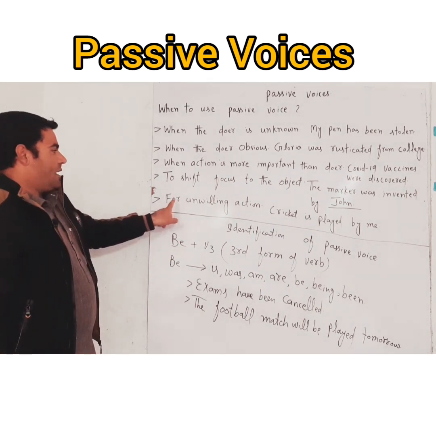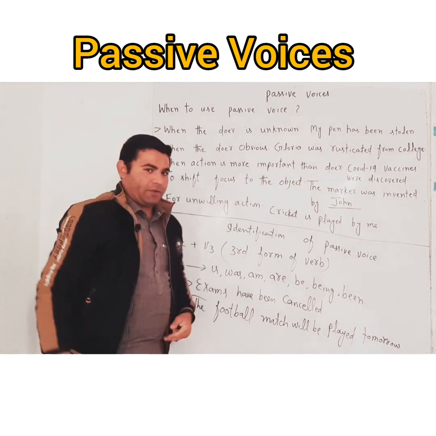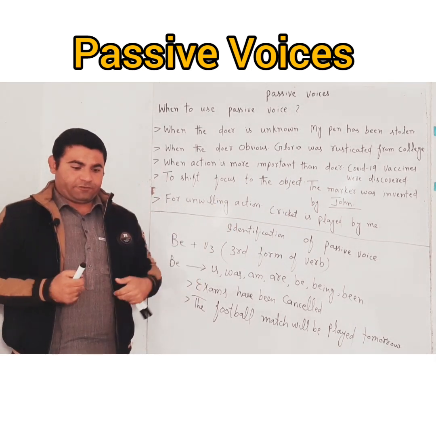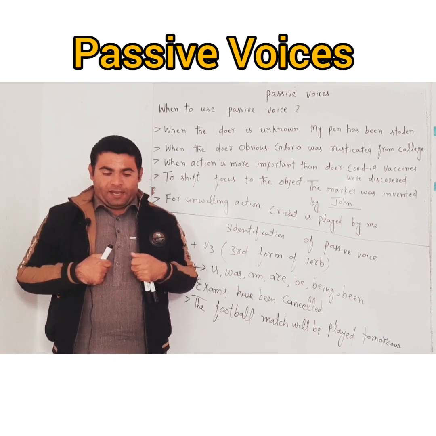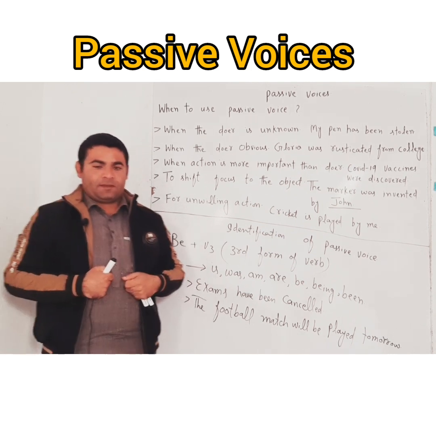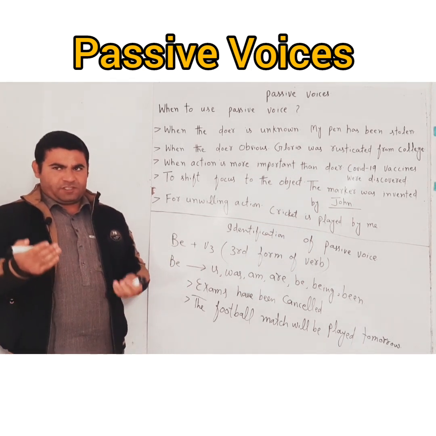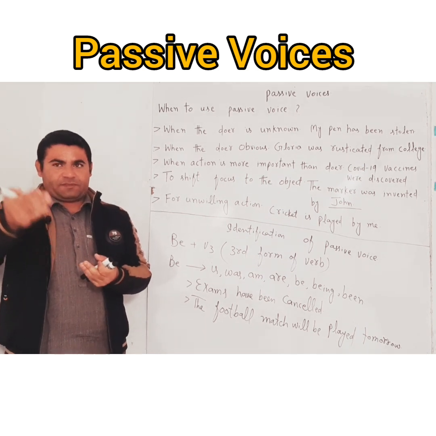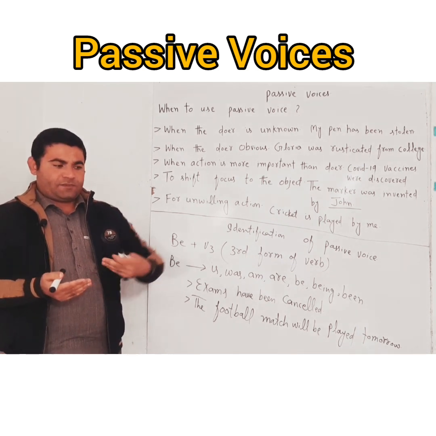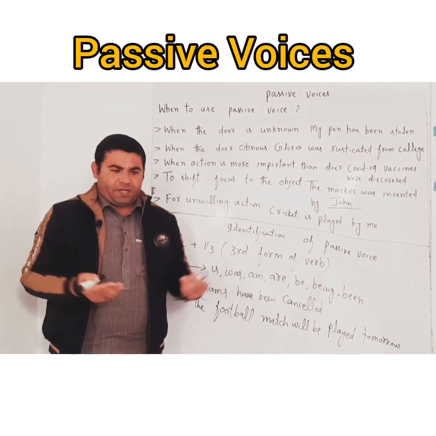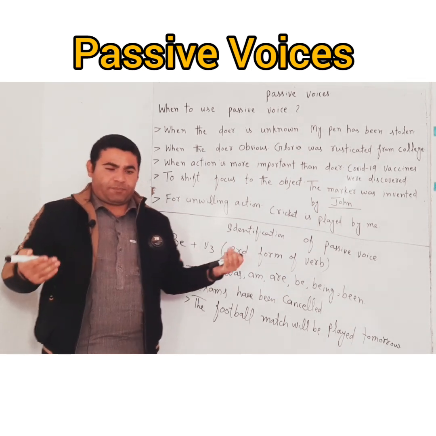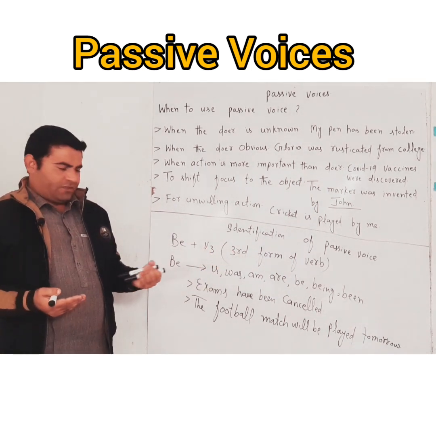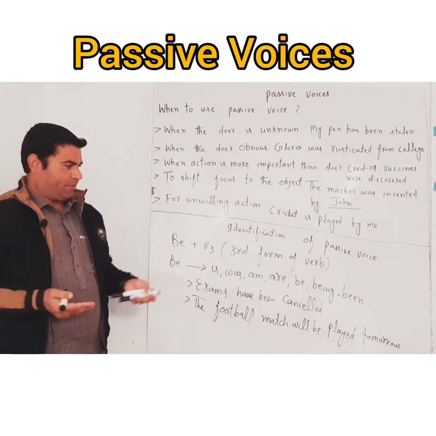Then for unwilling action. Unwilling means I don't want to do something. For example, I have run 12 kilometers today, and someone comes. Most of the time my students ask me to play cricket. So please play cricket with us. So they compel me. I say, okay, let's play cricket.